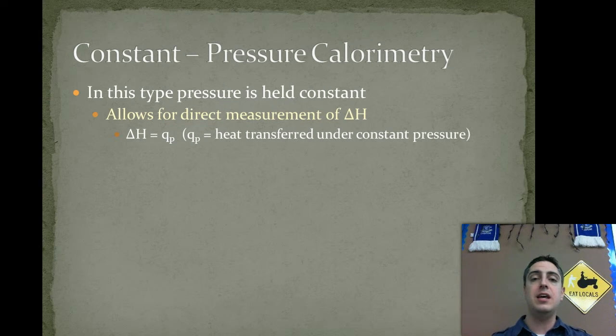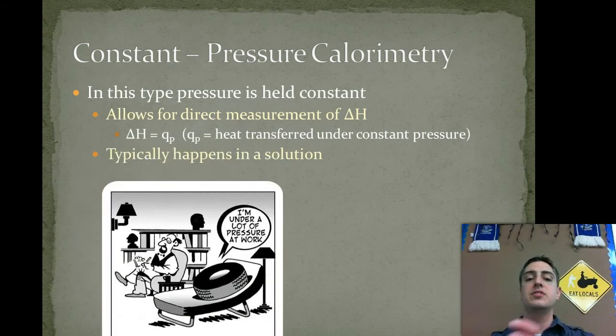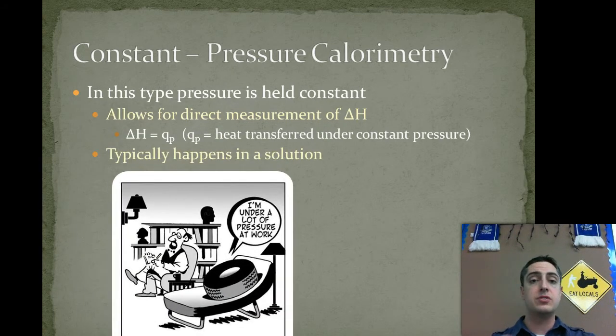So what you can say, since it's a direct relationship, is that delta H, or the change in enthalpy, is equal to Q, and they put this little sub P, which just means heat transferred under constant pressure. So it's that Q we had in Q equals mc delta T. So the change in enthalpy, the delta H, is equal to the Q that you can calculate using mc delta T. Typically we do this within a solution, just because solutions are great at transferring heat back and forth. And the most common one is water.